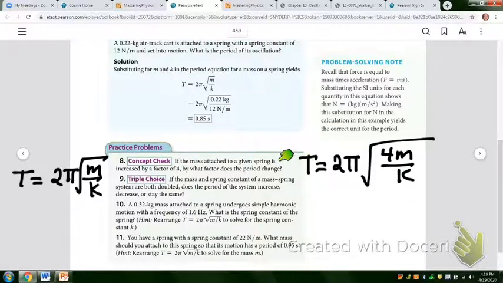So what's it going to do to the period? It's going to double it. By what factor does the period change? You could say by 2, or you could say that it's going to double.